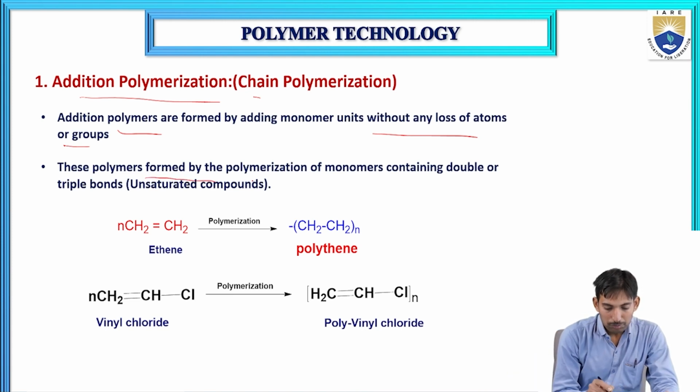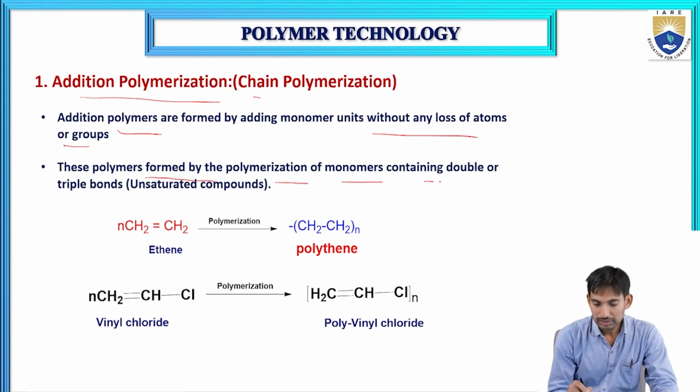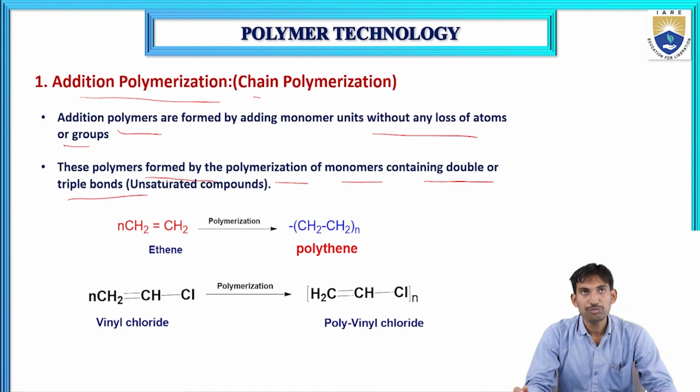These polymers are formed by the polymerization of monomers containing double or triple bonds. For the formation of addition polymers, the monomer should contain unsaturated bonds like a double bond or triple bond. Then only they will undergo addition polymerization.